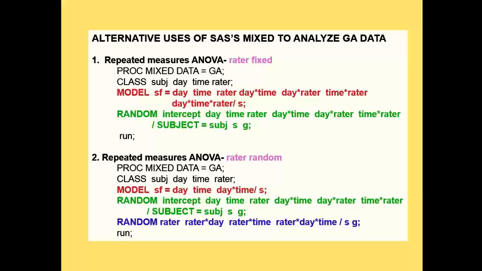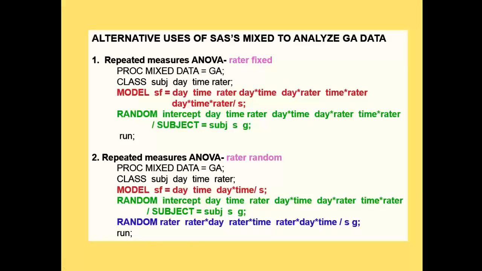Now, how do you know this is treating rater as a random effect? Well, something's tricky about this model. What do you notice is tricky about this model? There's the model statement, but there's two random statements here. Not one, two. Okay? Why are there two random statements? Well, look at the bottom one, the one in blue. It says random rater times day, rater times time, rater times day times time, slash SG. It's treating all these variables in here as random effects.